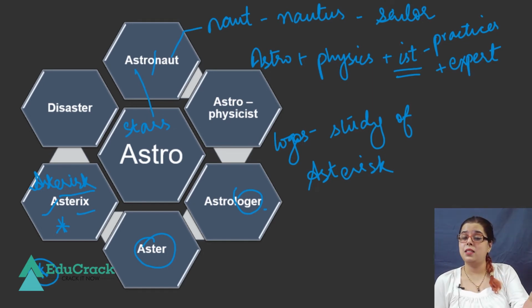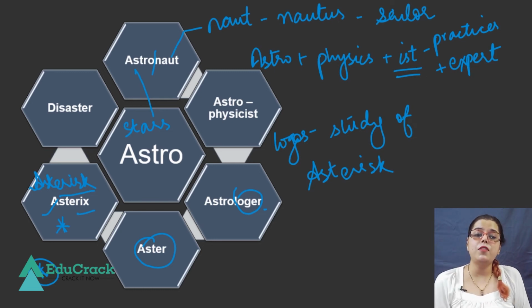However, Asterix was a comic character. If you've heard of the comic character Asterix comics, it was written by Goscinny and Uderzo. So if you want to go ahead and read it, you may want to read the comics of Asterix. They're really great. But yes, so Asterix basically means a star-shaped sign.